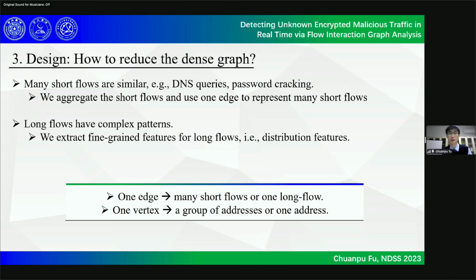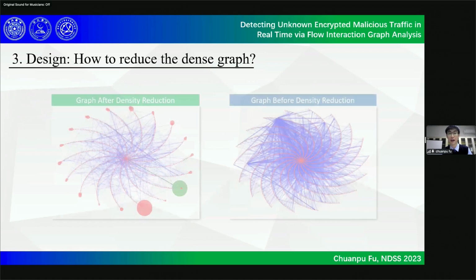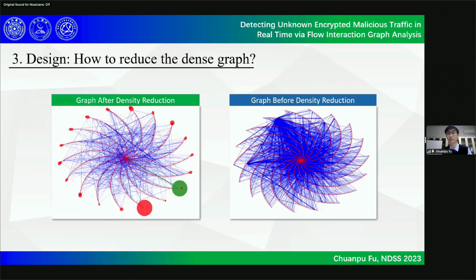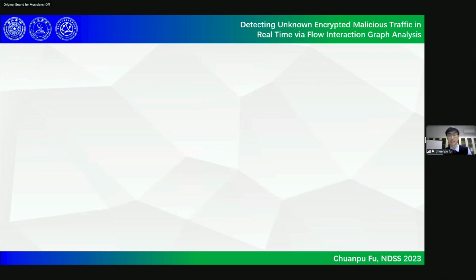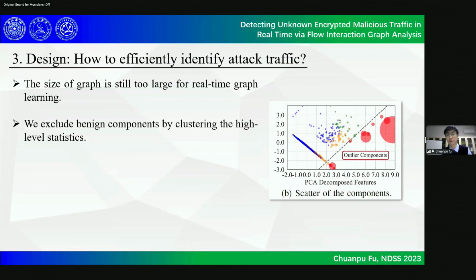One vertex may represent a group of addresses or a single address. The following figure compares the graphs before and after reduction, where our method reduced over 94% of edges and 90% of vertices. The diameter indicates the number of addresses denoted by the vertices, and the green edge denotes a vulnerability scan from Manila, Philippines. Another challenge is how to realize efficient and fast graph learning.